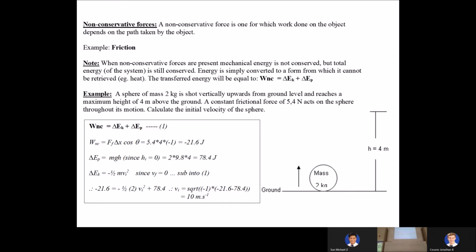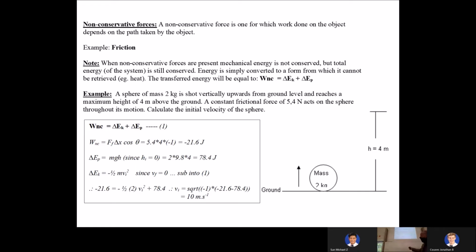There's a formula that you'll see. I think it's also given in the data sheet. WNC equals delta EK plus delta EP. That's actually just another way of representing the work energy theorem. It's exactly the same formula. You can change the one into the other one. I can show you that at some point. But this formula is accepted, and you can use it, and it always works.